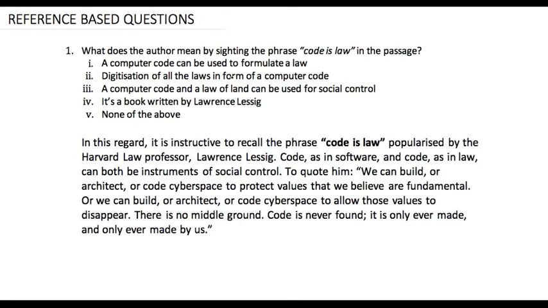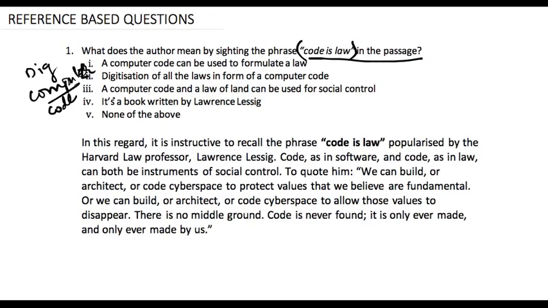Coming to another reference based question, the question is, what does the author mean by citing the phrase code is law in the passage? So the first step that we take is find out the sentence which mentions code is law. Let's go through the statements first. A computer code can be used to formulate a law. Digitization of all the laws in form of a computer code. So these two statements are talking about digitization through computer code. It is specifically talking about only computer code.